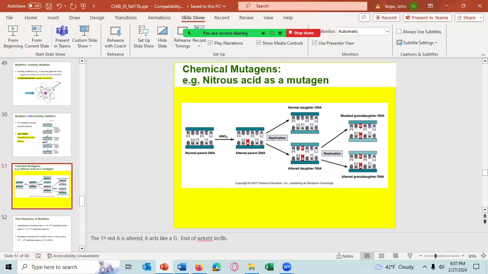Let's talk about chemical mutagens. We're only going to talk about one chemical mutagen. Nitrous acid is a mutagen. When it gets on DNA, it mutates the DNA.